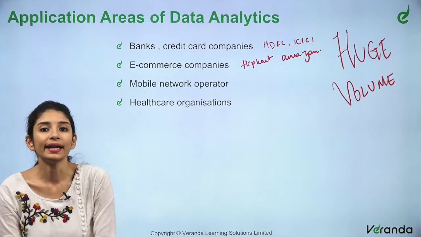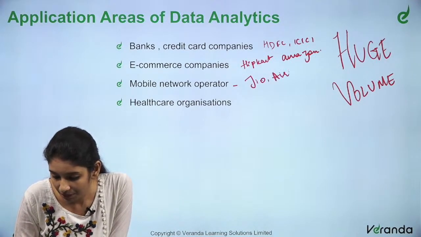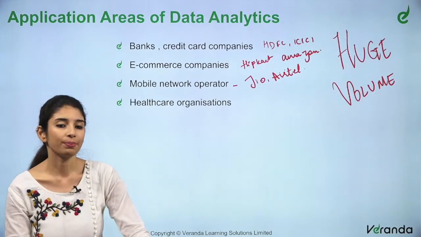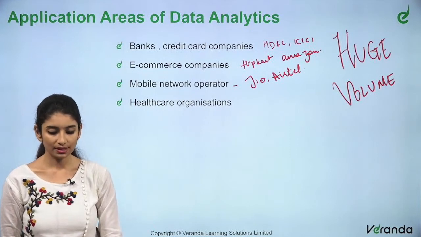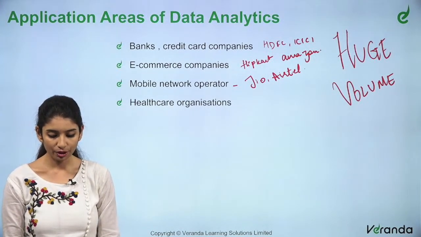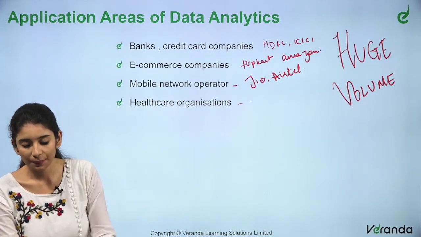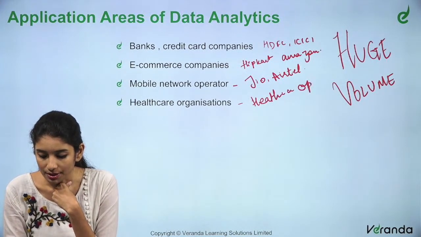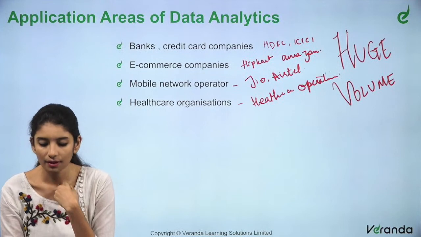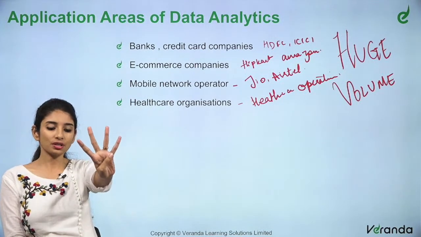Flipkart, Amazon. Mobile network operators. So now I have my Jio, I have Airtel, right? Mobile network operators means the various providers of mobile network services. Then I have my healthcare operations, hospitals, pharmaceutical. In that, I definitely need data analytics. So 4 areas where the volume of transactions is very high, and they are saying they are the application areas of data analytics.